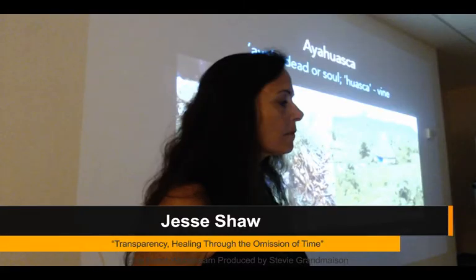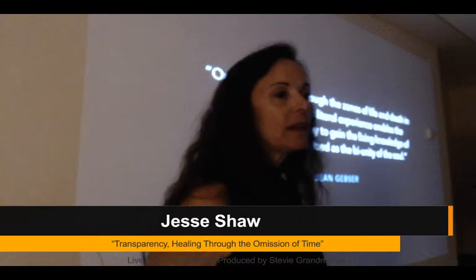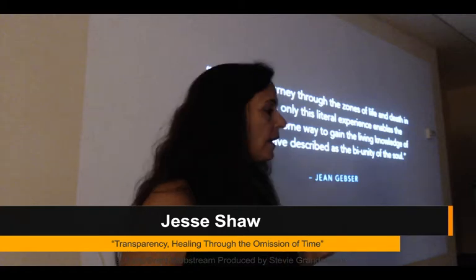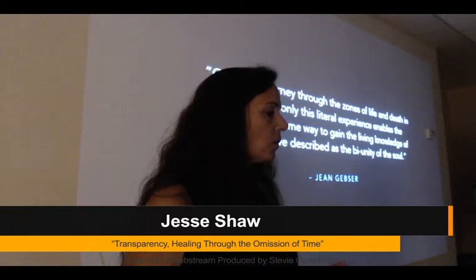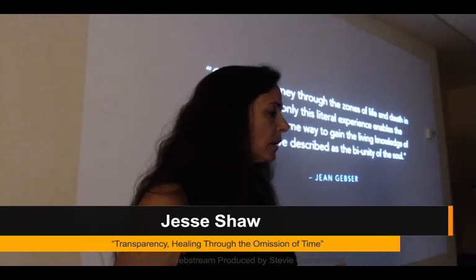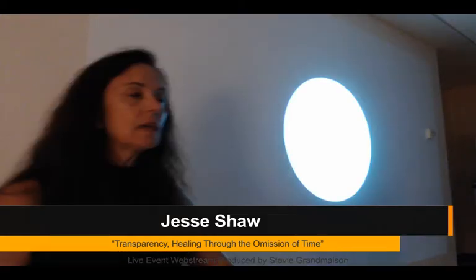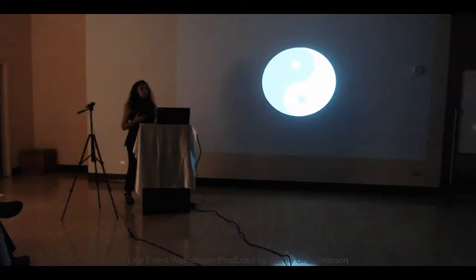And I found it really totally fascinating when I was reading Gebser, and he talks about the two souls. He writes that only the journey through the zones of life and death in one soul, only this literal experience enables the individual in some way to gain the living knowledge of what we have described as the biunity of the soul. And then he shows the Tai Chi symbol as the symbol for this biunity of the soul. So we've got the dark, the death soul on the right, and we've got the living soul on the left, and they're not antitheses, they are complements. So you cannot have one without the other.